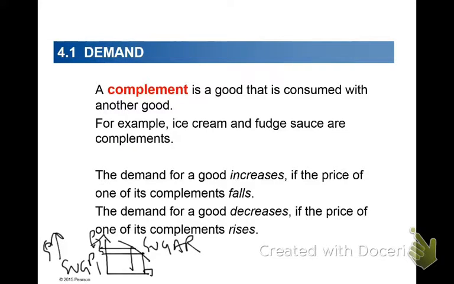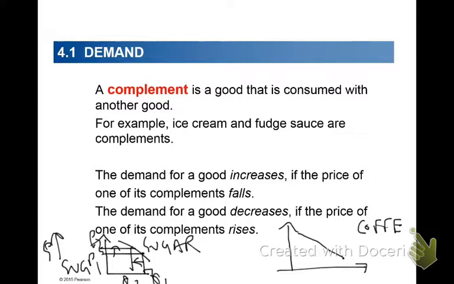Okay, so this is the price of sugar increasing, so this is sugar. Price increases from P1 to P2, and quantity demanded goes down from Q1 to Q2. If that happens, I want to understand the market for coffee. Remember, the price of coffee did not change, the price of sugar just went up.